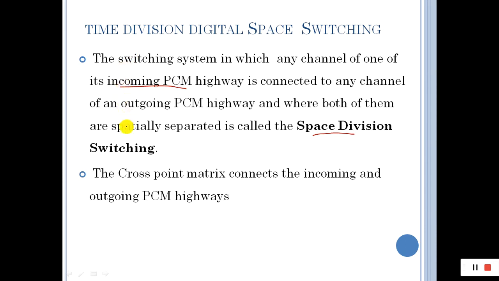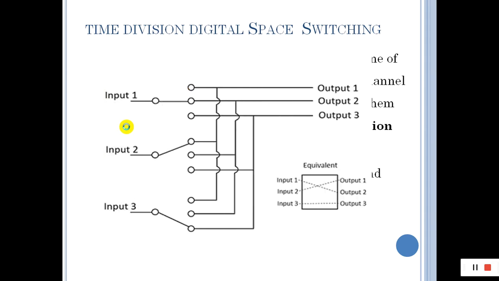The cross point matrix connects the incoming and outgoing PCM highways. So with the help of this diagram, we can understand the definition. This is the input, these are also inputs, these are also inputs, and these are all outputs.